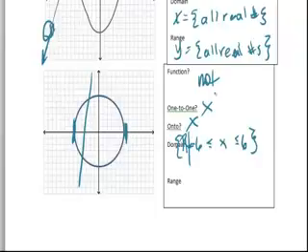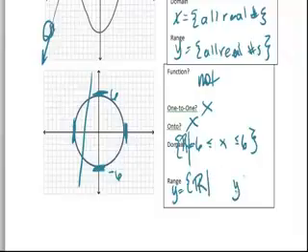Then we look at the range. The range is how high up the graph goes to how far below the x-axis it goes. So that's 1, 2, 3, 4, 5, 6 again. So it goes from negative 6 to 6 up here. And so we would have the range being the set of y values that are real numbers such that y is between positive 6 and negative 6.